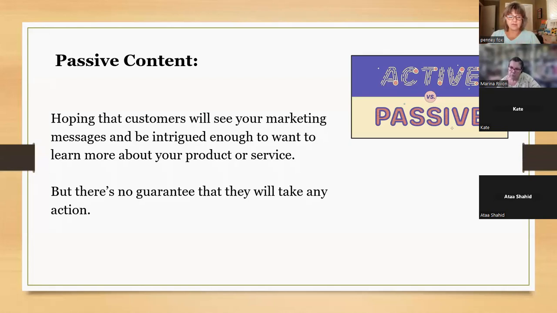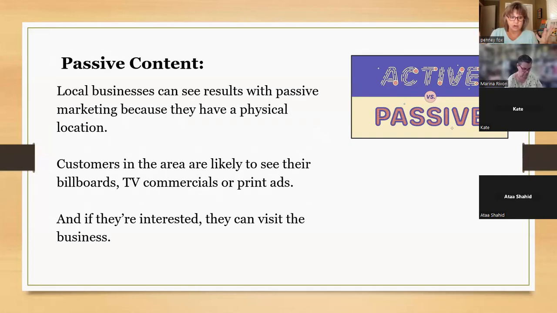I'm just reading it and there's no guarantee that I'm going to click on anything because there's nothing that you're giving me to click on. So when I say it's just passive content, it's just branding messages. It's just frequency. It's getting this information out with the hopes that they will look and see and that somebody will take action. A big thing about passive content is local businesses actually see results with passive marketing because they actually have a physical location. Customers can see their billboards, TV commercials, print ads. And if you're interested, you can drive by their business and see the business.